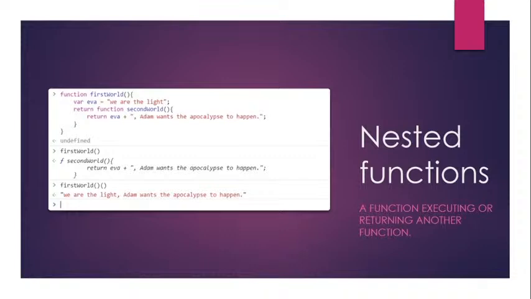Okay, as we talked about before, and we'll see in the next one or two slides also. But as I said, that Eva should be destroyed, but second world is using that same variable Eva with its same value. How is it doing that? Shouldn't it be saying undefined Adam wants the apocalypse to happen rather than we are the light Adam wants the apocalypse to happen? Well, in these cases, a term called closure comes into the topic.